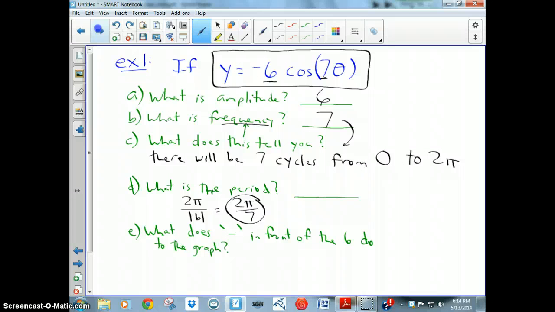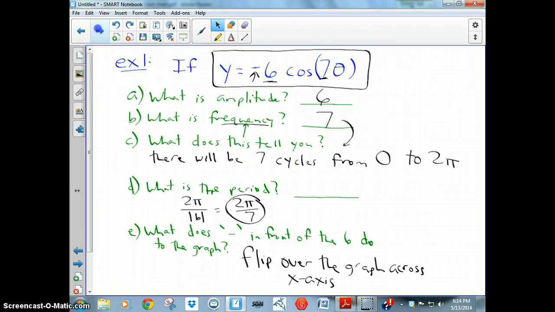And finally, what does the negative sign do? This negative sign right in front of the 6, what does it do to the graph? Well, I hope you can all tell me that it's going to flip over the graph across the x-axis. So hopefully you see that this works exactly the same as sine. If you have questions, please make sure that you ask me and address them during class.